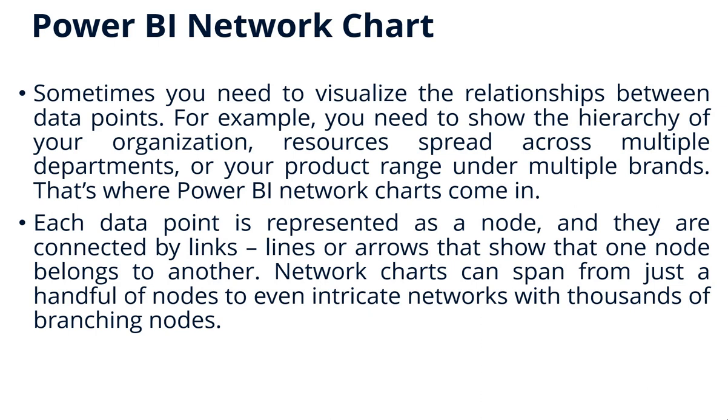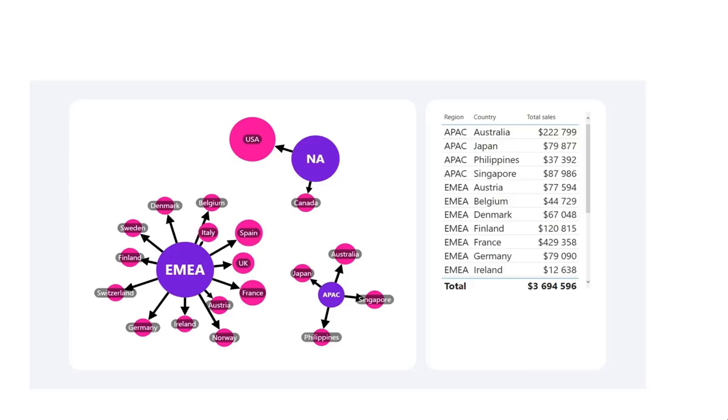The last chart is the Power BI network chart. Sometimes you need to visualize the relationship between data points. For example, you need to show the hierarchy of your organization, resources, multiple departments, your product range, or multiple brands. That's where Power BI network charts come in. Each data point is represented as a node and they are connected by links, lines, or arrows that show that one node belongs to another. Network charts can span from just a handful of nodes to even intricate networks with thousands of branching nodes.